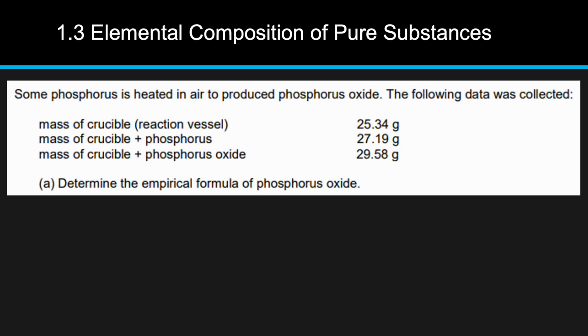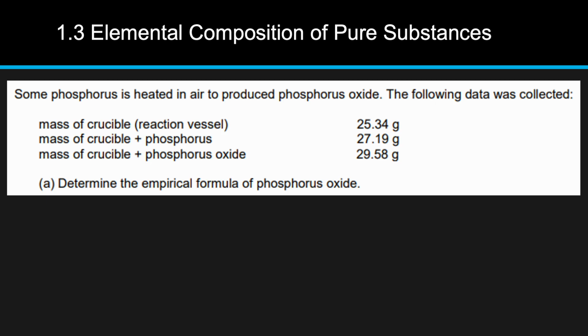Alright, so we're going to end our 1.3 lesson with one more example. It says some phosphorus is heated in air to produce phosphorus oxide. The following data was collected. Determine the empirical formula of phosphorus oxide. In order to determine the empirical formula, we have to have either a percent composition or an actual mass of each of the elements in the compound to start with. We are given data that has mass, so we just need to figure out the mass of the phosphorus and the mass of the oxygen.